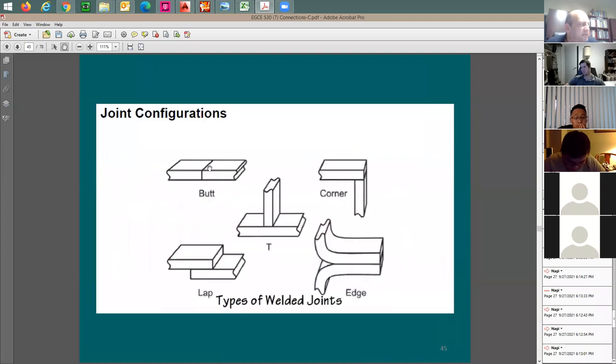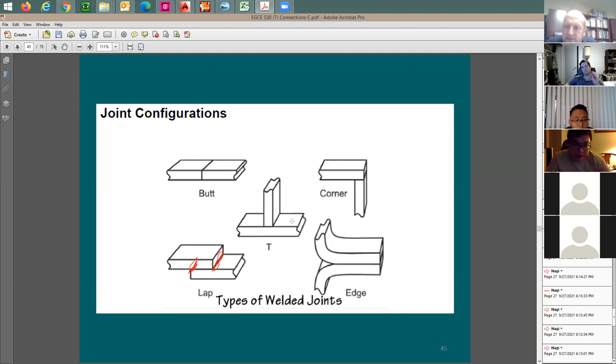Now, I'll just skip this for now. I'm going to talk about the joint configuration. Most of the connections that you're going to see are going to be like one of these: lap or tee. Most of them, this is going to be very famous. Corner is going to be okay, but in this case, where would you put the filler material or the welding material? So let's say, how would I weld this lap connection here? I have two plates sitting on top of each other and I'd like to weld them. So my only chance to weld them is to do welding here, right? And where else? The bottom, between the two. We're going to call this a fillet weld, right?